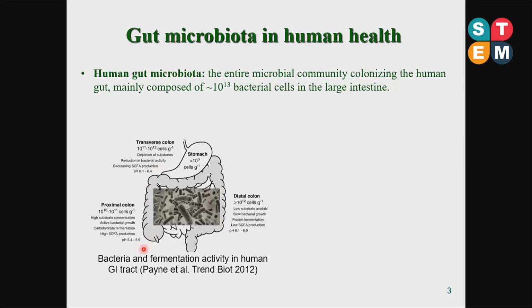From the proximal colon, it is about 10 to the 10 to 11, then gradually increases from 10 to the 11 to 10 to the 12. Then in the distal colon, the largest number, over 10 to the 12. You can also see the change in pH inside the large intestine. Of course this number is just a rough estimate.